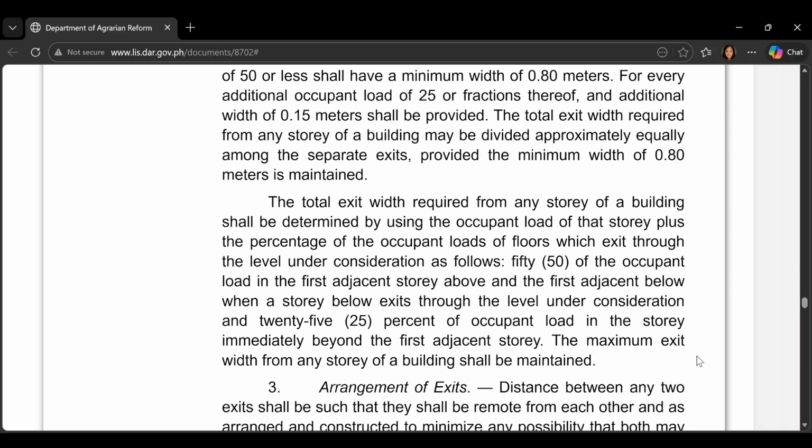The total exit width required from any story of a building shall be determined by using the occupant load of that story plus the percentage of the occupant loads of floors which exit through the level under consideration as follows: 50% of the occupant load in the first adjacent story above and the first adjacent story below when a story below exits through the level under consideration, and 25% of the occupant load in the story immediately beyond the first adjacent story. The maximum exit width from any story of a building shall be maintained.